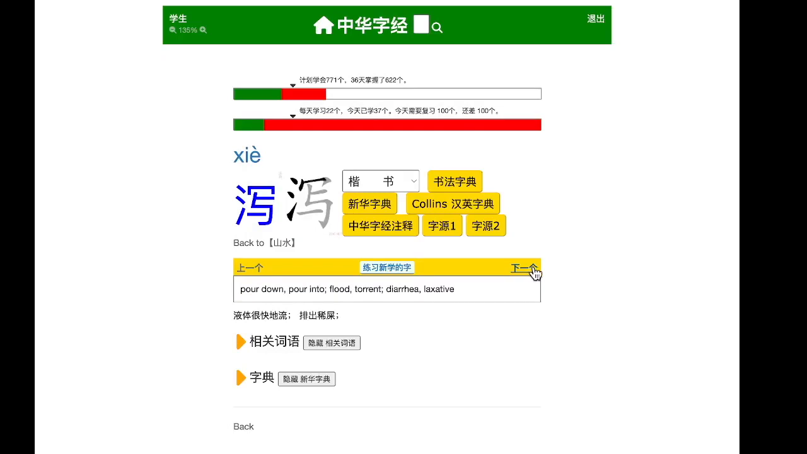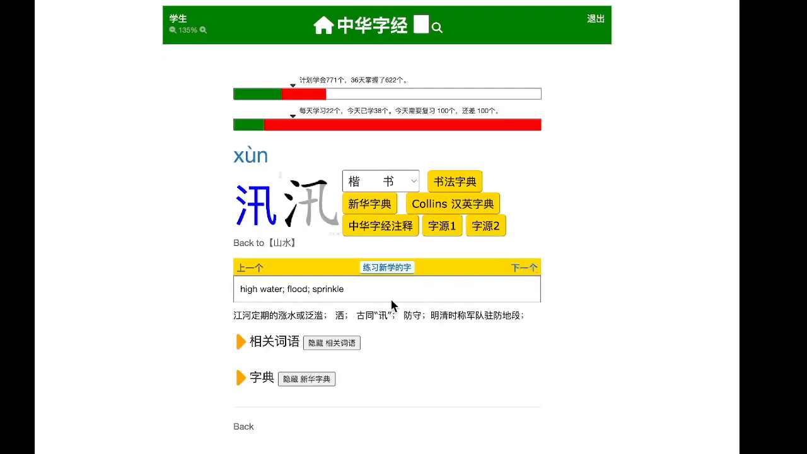Xie means pour down or pour into, flood, torrent. This is also used for diarrhea and laxatives. But this is specifically referring to when water flows down really fast.